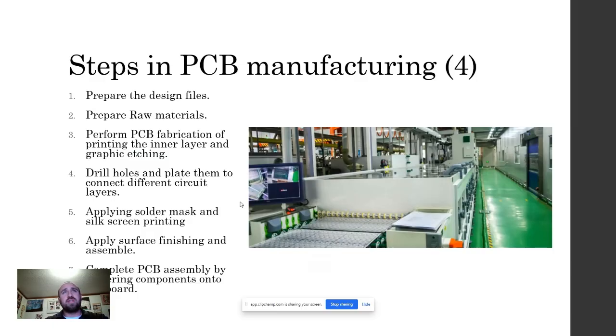So what are the steps in PCB manufacturing? Number one is preparing the design files. Number two is preparing the raw materials. Number three is performing the PCB fabrication of printing, the inner layer, and graphic etching.